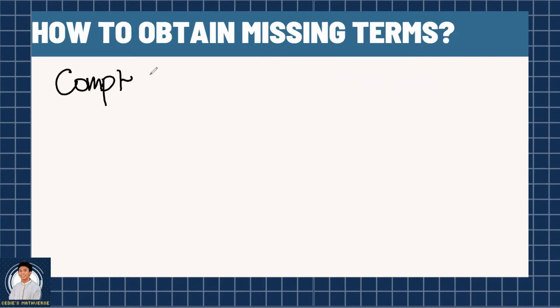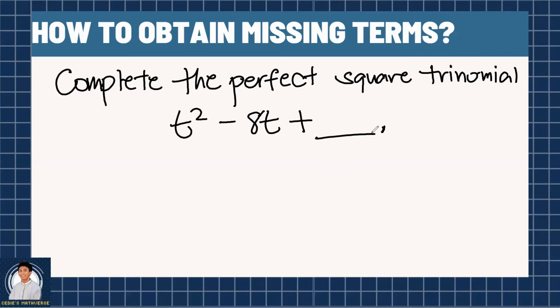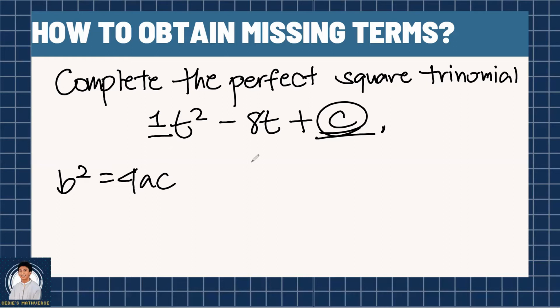Complete the perfect square trinomial t squared minus 8t plus blank. Alright, we will utilize the fact that b squared equals 4ac to solve for the c term. Remember that the missing term is the c. So we let this one as c, and we know that the a term, or the quadratic coefficient, is 1, then the b term is negative 8.